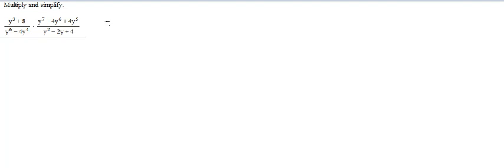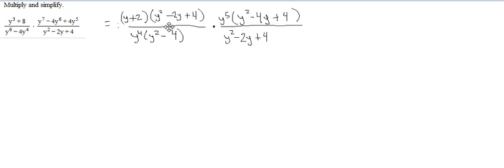Okay, so for this one it says multiply and simplify. So we learn first to factor each numerator and denominator into their factored forms. Once you factor the first time, you're going to get something like this here.